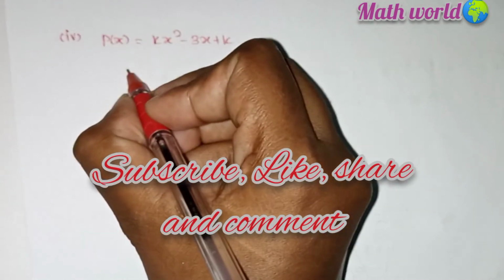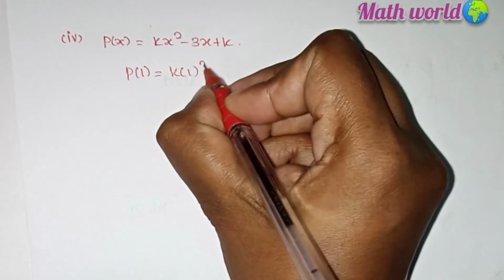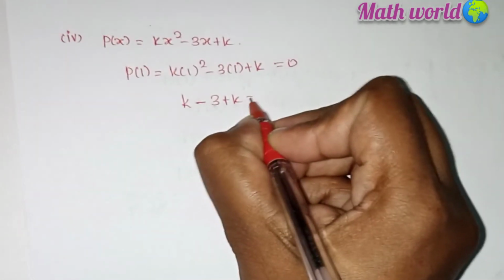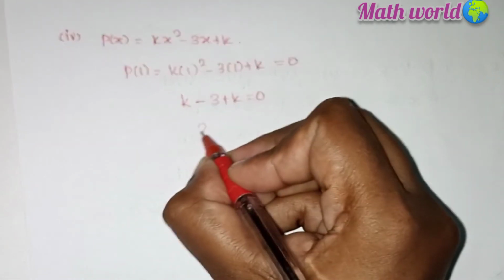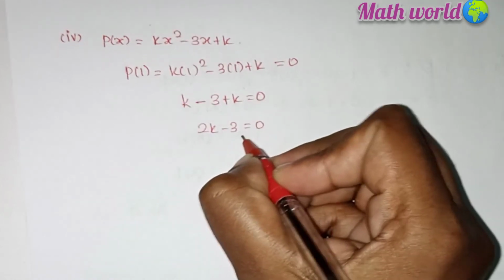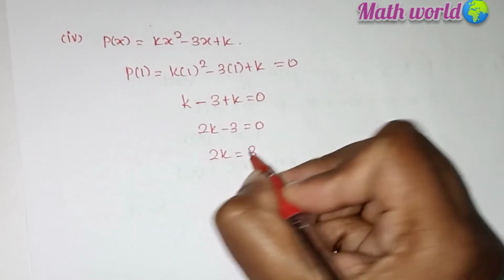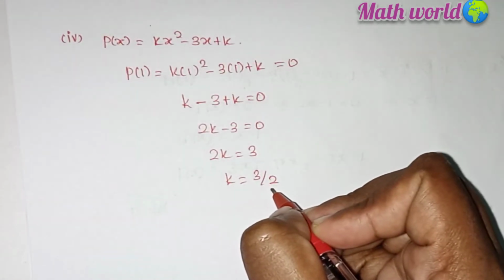Subdivision number 4, P of x equal to kx square minus 3x plus k. So in this case we can substitute that value of x as 1. So k into 1 square minus 3 into 1 plus k, that value is equal to 0. So that k into 1 square becomes k, minus 3 into 1 is minus 3, plus k is equal to 0. Here k has appeared two times, so don't worry, you just write it. K plus k becomes 2k minus 3 is equal to 0. You can take this constant term to that side. So 2k becomes 3. So k is equal to 3 by 2. So the value of k, this constant value becomes 3 by 2.